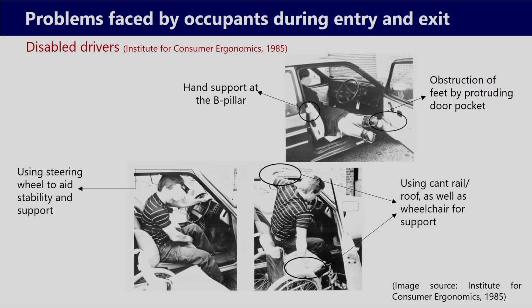Then in this report by the Institute of Consumer Ergonomics 1985, various problems faced by the disabled drivers were also reported. As shown in this image, the person is using a steering wheel to aid stability and support. Here it is shown that using the cantrail or roof as well as the wheelchair for support while going inside or coming out. Then hand support, similarly for the physically challenged person while going inside the vehicle, they take support from the B pillar by holding the middle of the B pillar, but they are also finding obstruction of their feet by the protruding part of the pocket attached with the door panel.